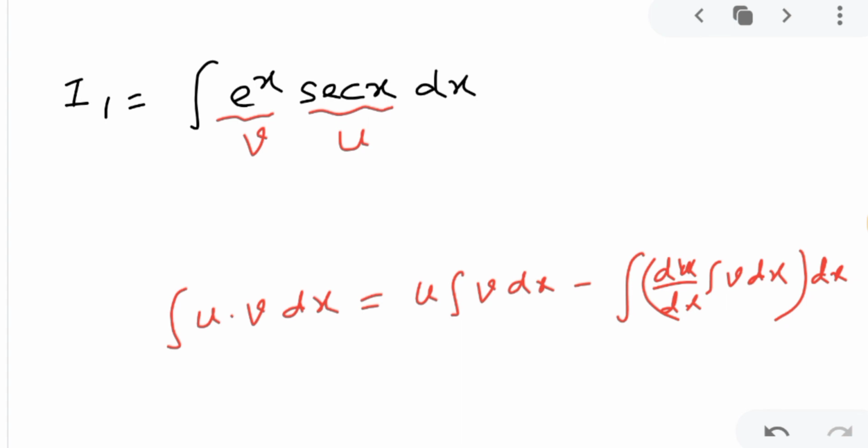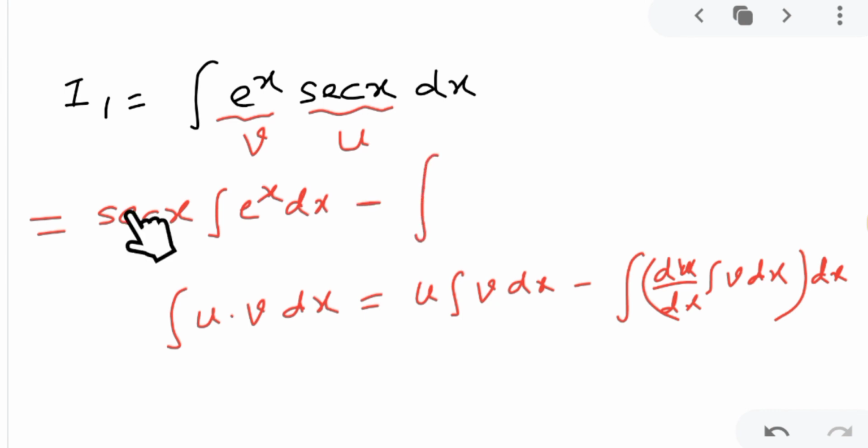So I will use this formula. By using this formula I am writing: u as it is in the first step, and integration of v dx. So integration of v means e to the power x dx, correct? And minus whole integration of derivative of u.